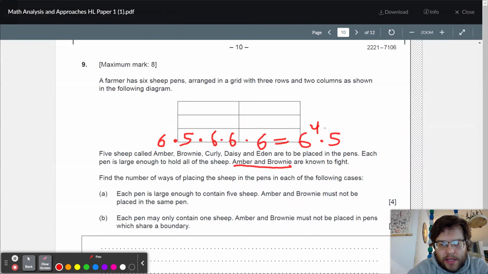And I think that's all. Let me see if I'm missing something here. 6 options for Amber, 5 for Brownie. Yeah, I think that's it for the first one.